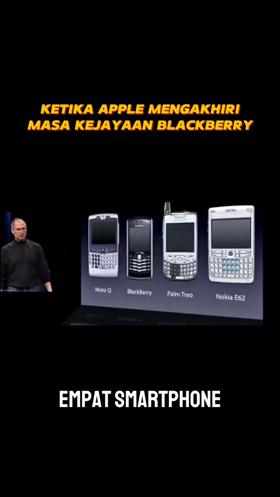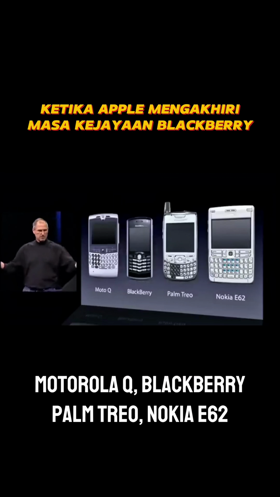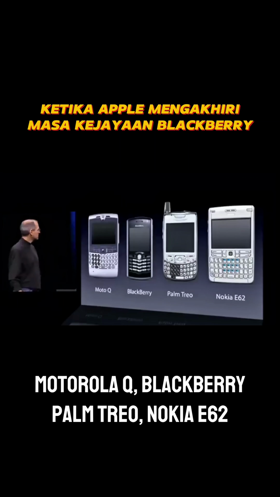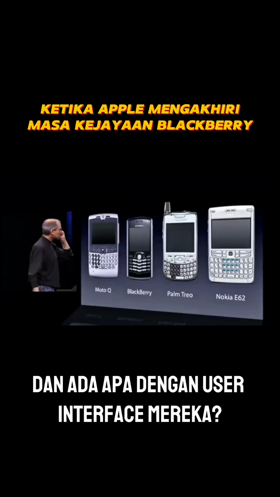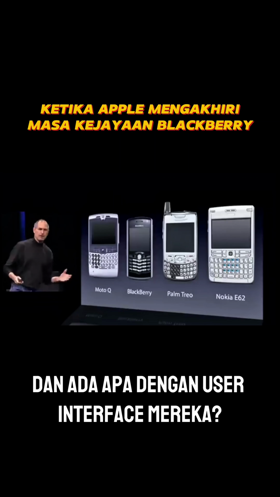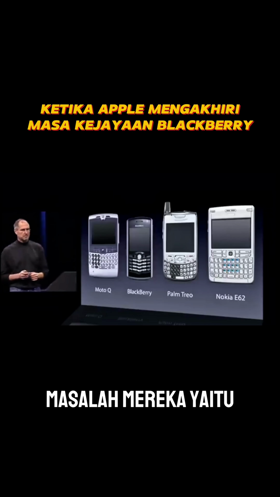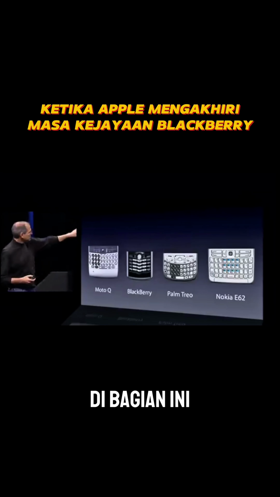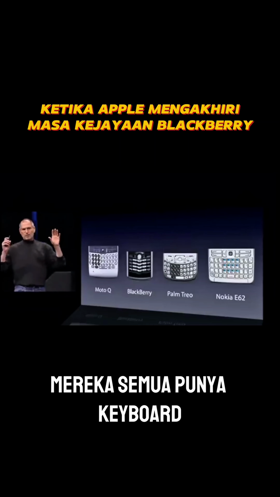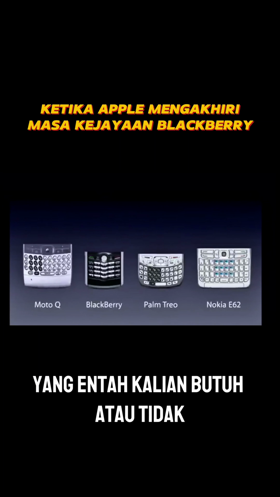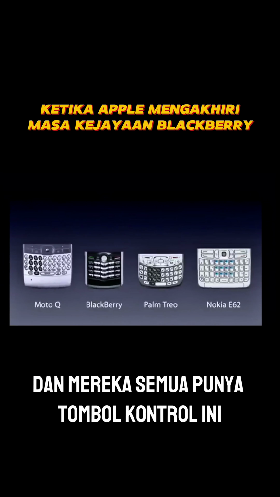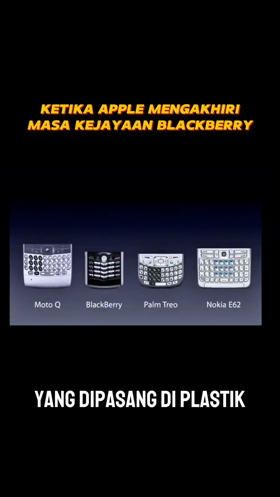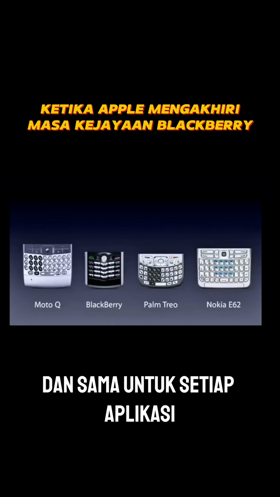Four smartphones, right? Motorola Q, the Blackberry, Palm Treo, Nokia E62, the usual suspects. And what's wrong with their user interfaces? Well, the problem with them is really sort of in the bottom 40 there. It's this stuff right here. They all have these keyboards that are there whether you need them or not to be there. And they all have these control buttons that are fixed in plastic and are the same for every application.